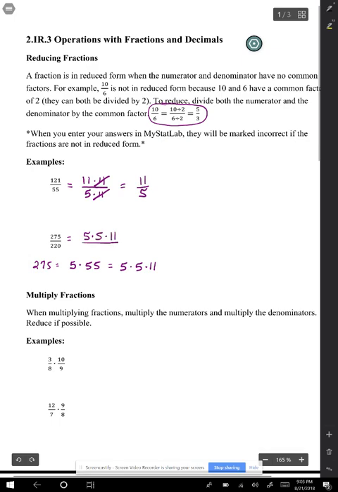And then we're going to do the same thing with 220. So I'm going to start with something I know will go into 220. It ends in a 0, so I know it can either be divided by 5 or 10.